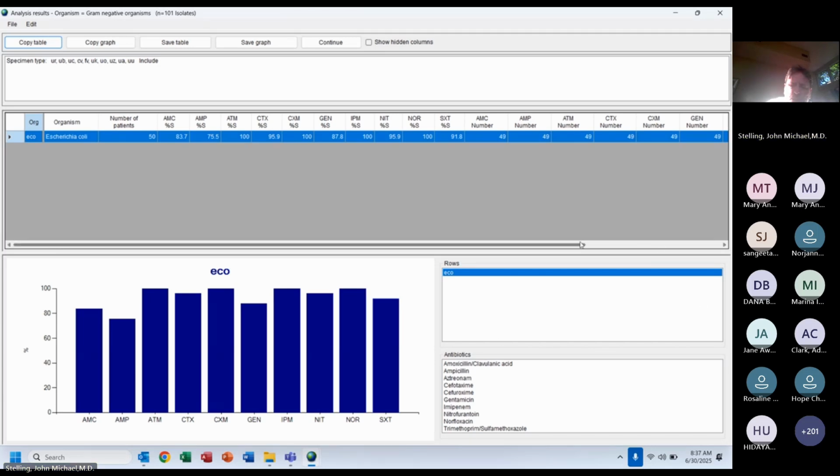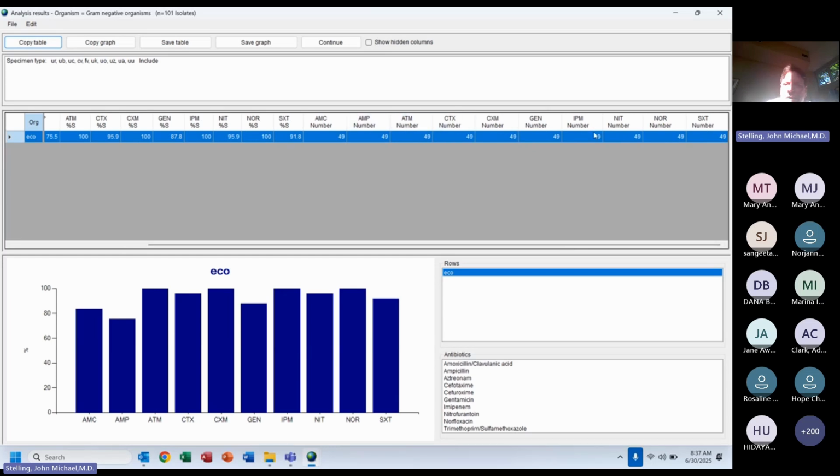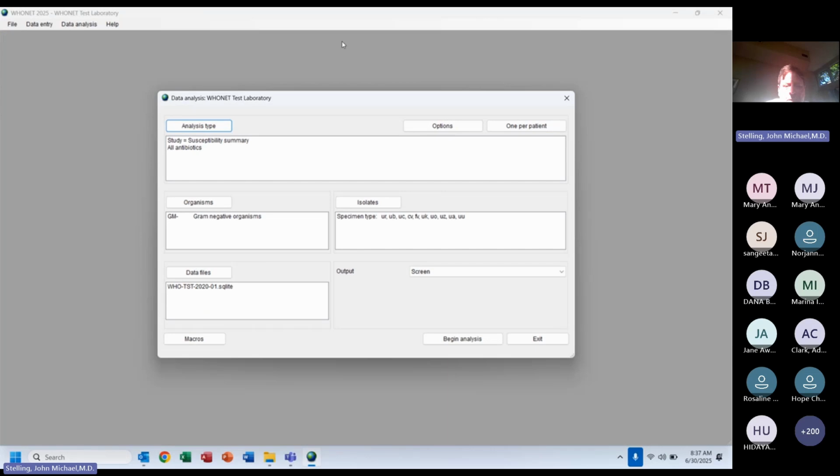Let me look at the nitrofurantoin. Let me look at my denominators. And you can see 49, 49, 49, 49 nitrofurantoins. So for urine, nitrofurantoin is tested the same like all other drugs. Let me click on continue. That's a valuable analysis. Let me go to macros.